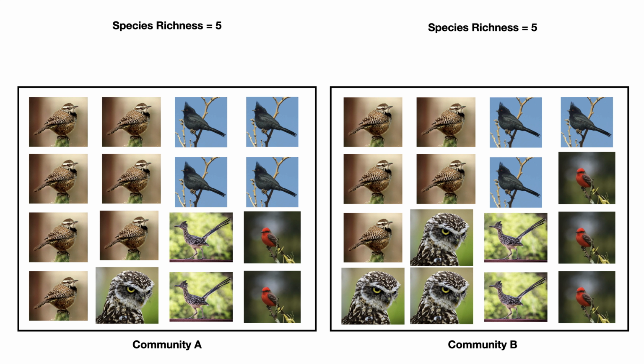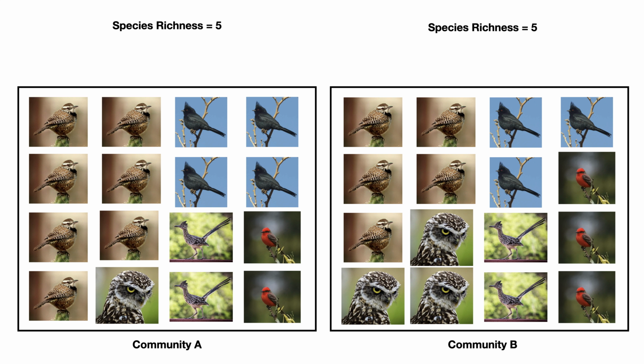Well, in community A, let's look at that first. We have 7 cactus wrens, 1 burrowing owl, 4 phainopeplas, that's the blackbird, 2 roadrunners, and 2 vermilion flycatchers. In community B, we have 5 cactus wrens, 3 burrowing owls, 3 phainopeplas, 2 roadrunners, and 3 vermilion flycatchers. Okay, so which is more biodiverse given that they have the exact same number of species?